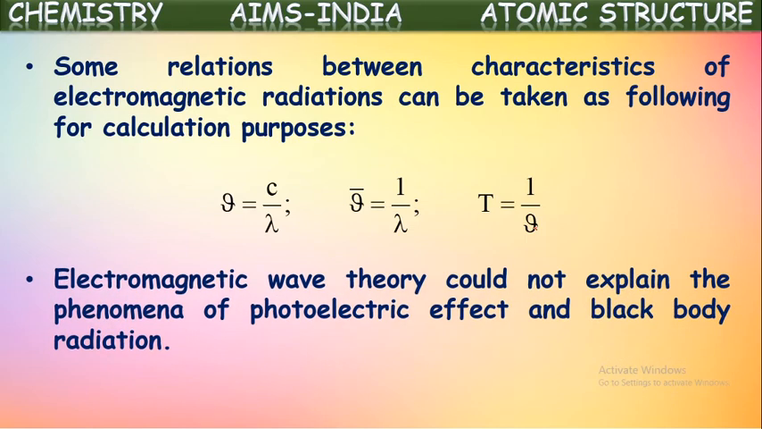Electromagnetic wave theory could not explain the phenomenon of photoelectric effect or black body radiation. Of course, it explains different radiations and their characteristic properties, but this electromagnetic wave theory is restricted. It could not explain phenomena such as the photoelectric effect and black body radiation.